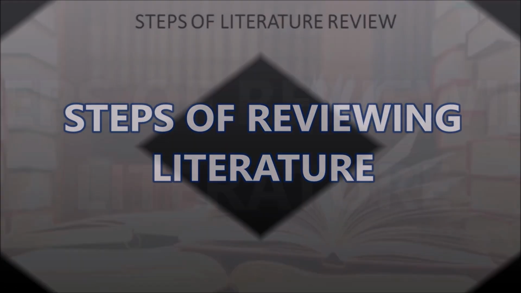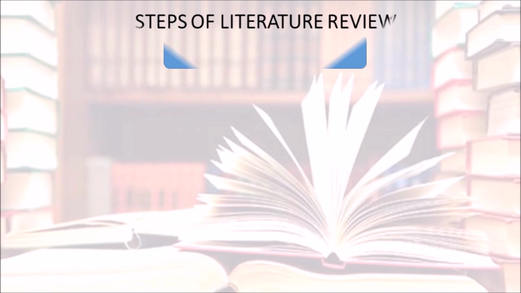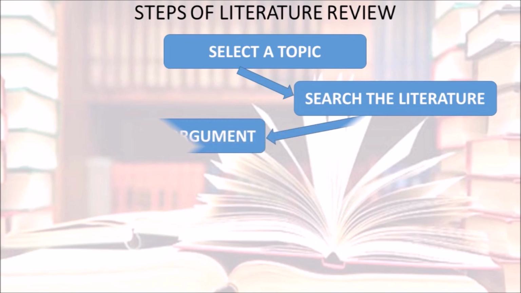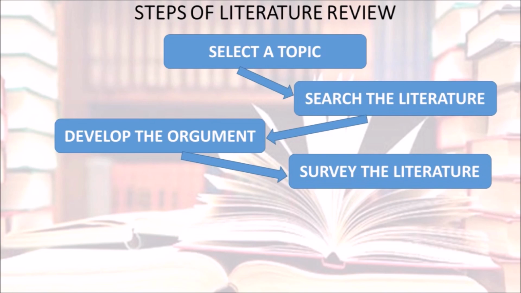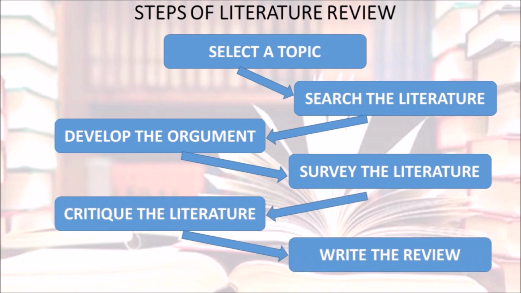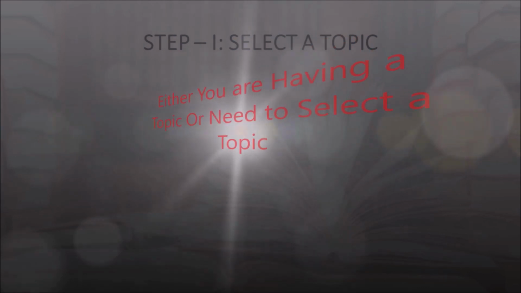Reviewing literature involves the following steps. Those are: Step 1. Select a topic. Step 2. Search the literature. Step 3. Develop the argument. Step 4. Survey the literature. Step 5. Critique the literature. And the last step is write the review. Let us see the first step, that is select a topic.